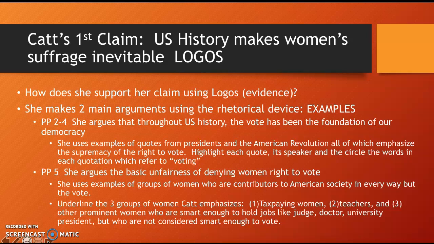She uses examples of women who are contributors to American society in every way, but the vote. So underline the 3 groups of women Catt emphasizes here. First, tax-paying women, teachers, and then other prominent women who are smart enough to hold jobs like being a judge, a doctor, or a university president, but who are not considered smart enough to vote. Pause me now while you circle those.